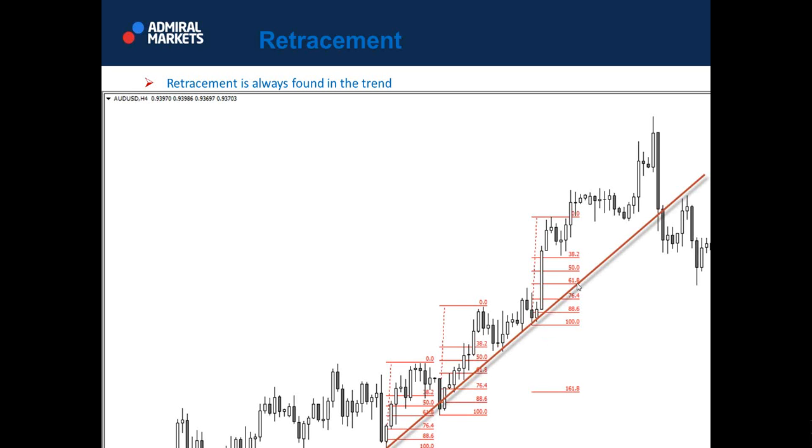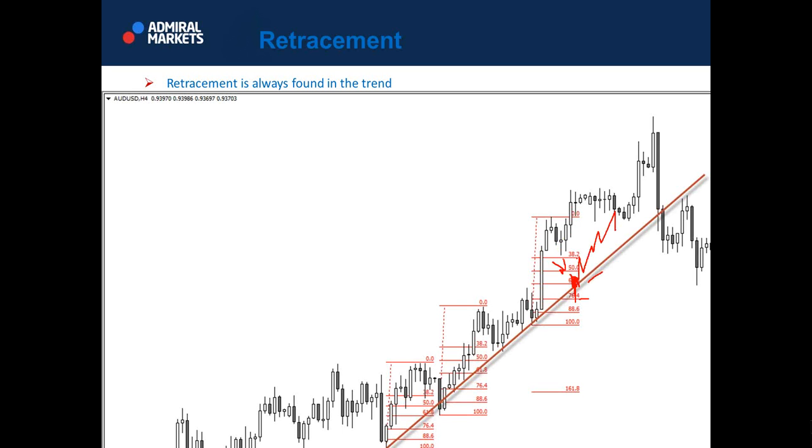In this case, 61.8 to eventually a false breakout of 76.4 would be great. Why? Because if the candle comes here and proceeds to 76.4 and then closes above this line, making a hammer reversal pattern, we would have seen a triple confluence of 76.4 touch, trend line, and bullish reversal candlestick. It would be the best scenario.